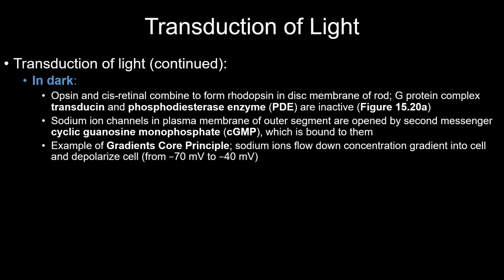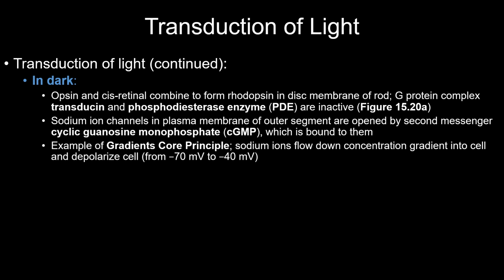So in the dark, what you're going to see is opsin and cisretinol combining to form rhodopsin in the disc membrane, right? Now, the G protein complex, transducin, and the enzyme phosphodiesterase, or PDE, are inactive in this step. So transducin and PDE are inactive.